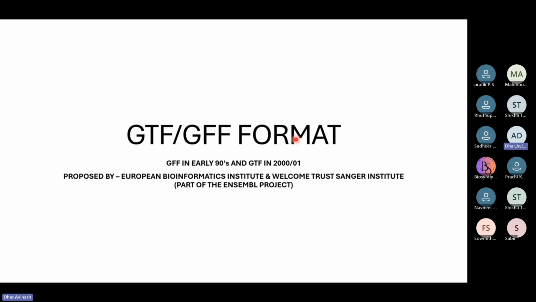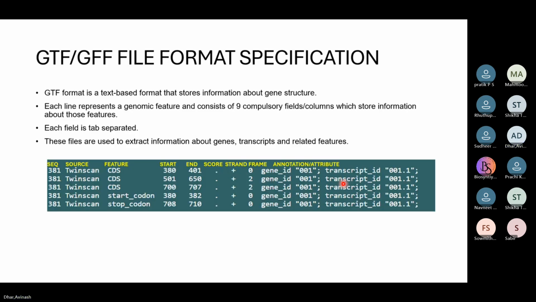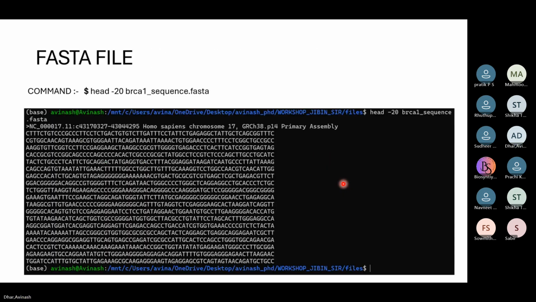The next format that we are going to talk about is the GTF/GFF format. GFF was designed in the early 90s and GTF in 2001, and it was proposed by the European Bioinformatics Institute and the Wellcome Sanger Institute. Both of them were part of the Human Genome Project as well. So if you look here, you just see a sequence of ATGCs. You don't know from which position to which position there is an exon.